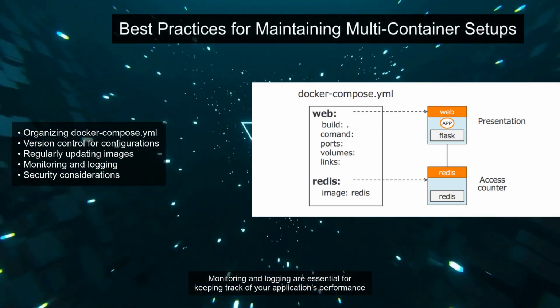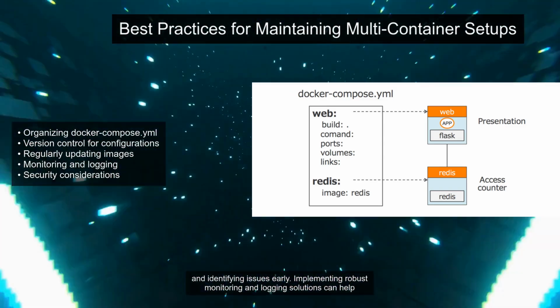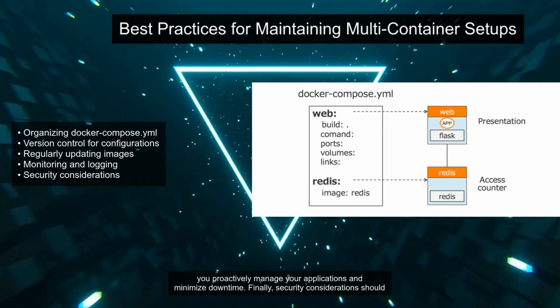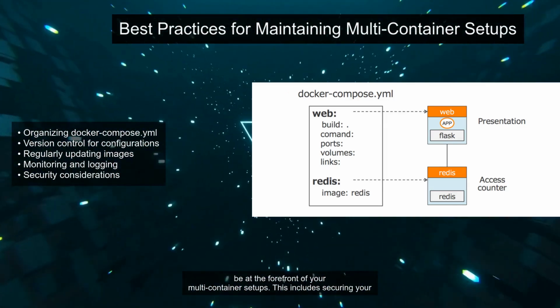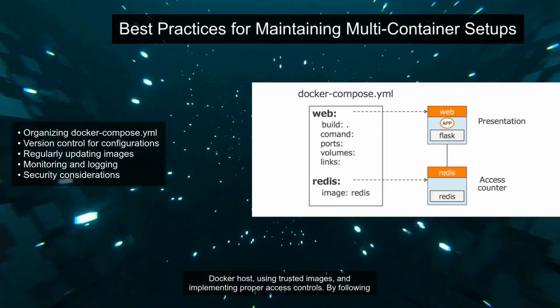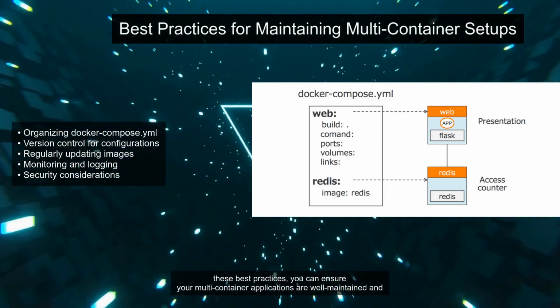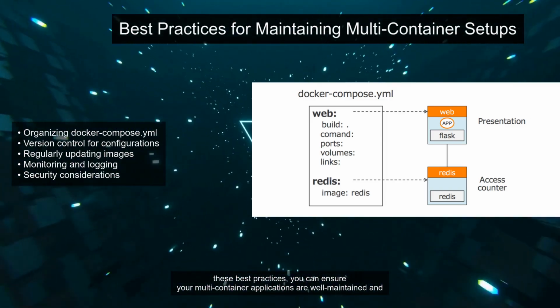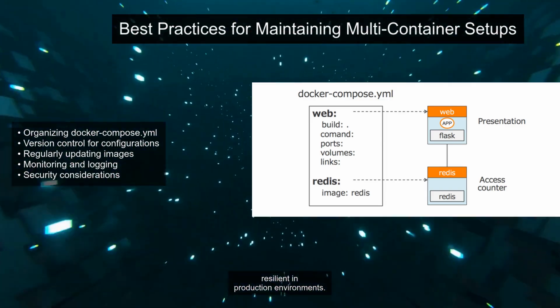Monitoring and logging are essential for keeping track of your application's performance and identifying issues early. Implementing robust monitoring and logging solutions can help you proactively manage your applications and minimize downtime. Finally, security considerations should be at the forefront of your multi-container setups. This includes securing your Docker host, using trusted images, and implementing proper access controls. By following these best practices, you can ensure your multi-container applications are well maintained and resilient in production environments.